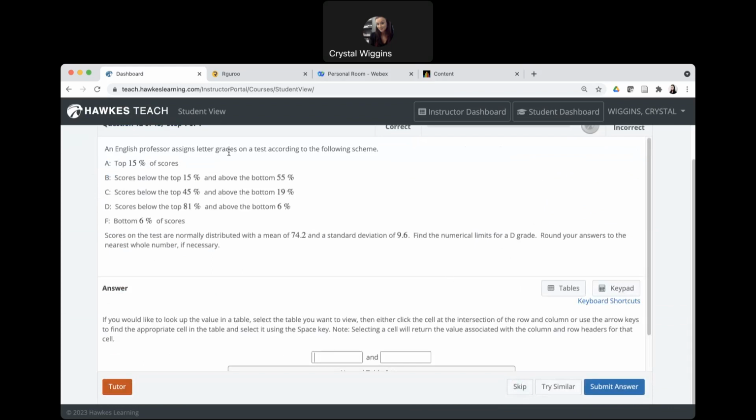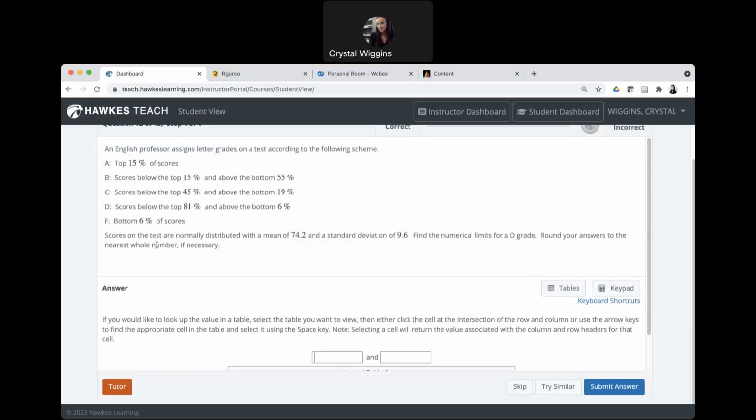All right, so we have an English professor that assigns grades on a test according to the following scheme. Now, this scheme is saying that instead of the normal grading scale, which is a 93 or higher is an A, and between an 83 and an 86 is typically a B, and so on, it doesn't matter what the students get. Whoever is in the top 15% of what the students get in this particular exam is going to get an A. So that top 15% might be typical students who are getting a C or the best grades in the class, and they automatically get an A.